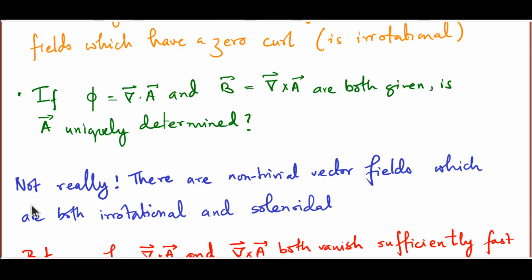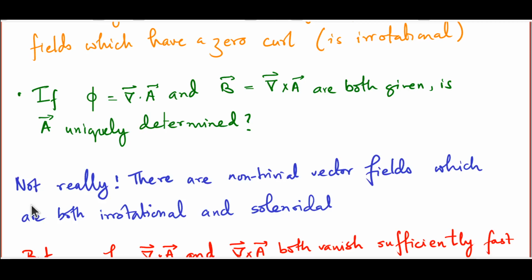There happens to be non-trivial vector fields which are both irrotational and solenoidal. If you press for an example, I can immediately quote the electric field due to a point charge at the origin. It definitely has zero curl. All electrostatic fields have zero curl, and its divergence everywhere except at the origin happens to be zero. In fact, we have seen that the inverse square field has a zero divergence in the very second lecture of this course. So, specifying both the divergence and the curl, even that is not enough to uniquely specify my vector field.